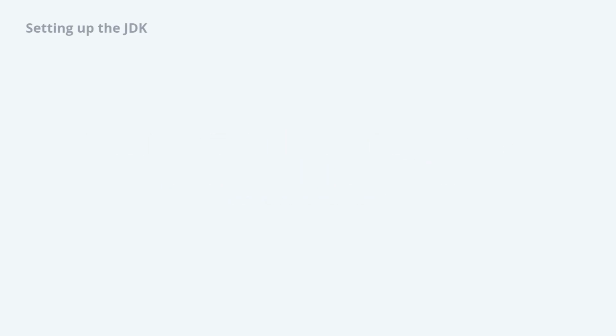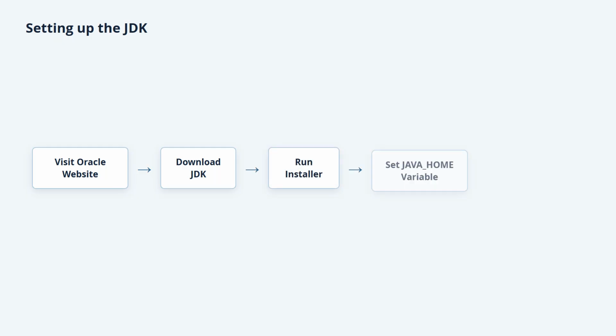Let's dive in. Welcome to this tutorial on setting up the Java Development Kit, or JDK, which is essential for writing and running Java programs. First, visit the official Oracle website to download the JDK. Look for the download link that matches your operating system, whether it's Windows, Mac OS, or Linux. Once the download is complete, open the installer and follow the on-screen instructions. Make sure to note the installation directory, as you'll need this for configuring your system's environment variables.